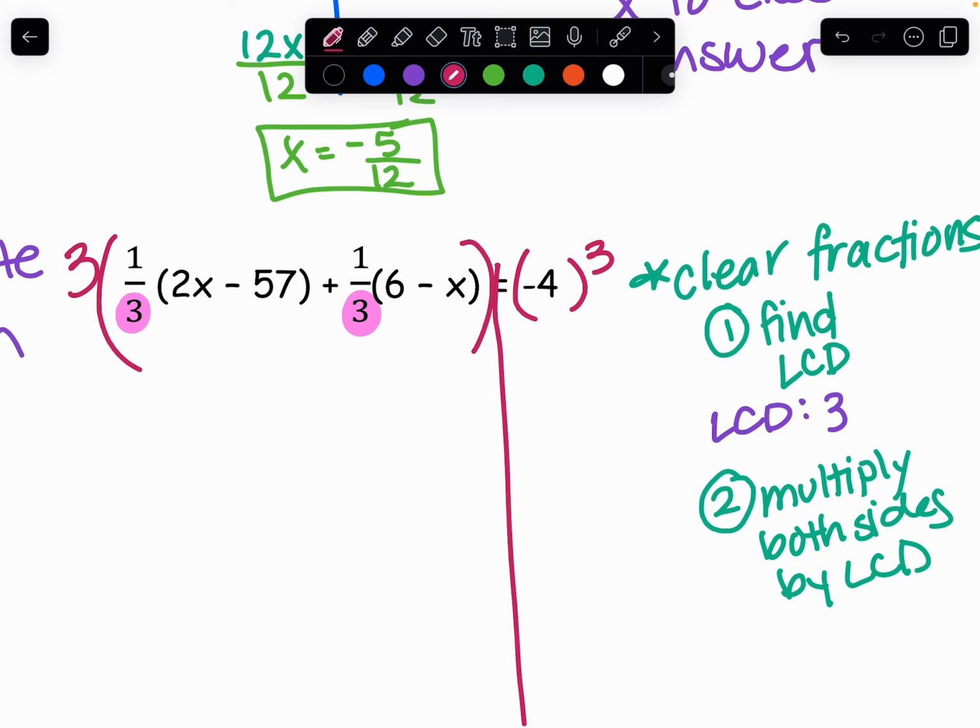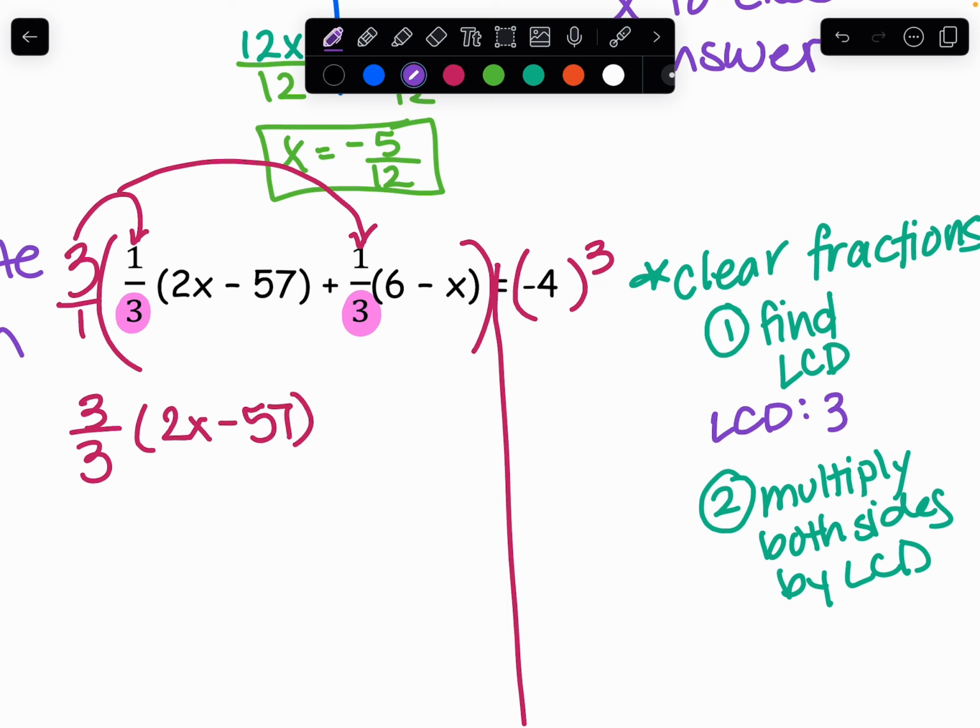Now, what we're going to do is we're going to distribute it into each term. Now, I'm not going to distribute it into the parentheses because I've already dealt with the parentheses by multiplying it to that fraction. And so 3 times 1, because what we do is we multiply across, we get 3 over 3. And then I'm just going to bring everything down. And then 3 times 1 is 3. 1 times 3 is also 3 to get 6 minus x. And then on the other side, negative 4 times 3 is negative 12.